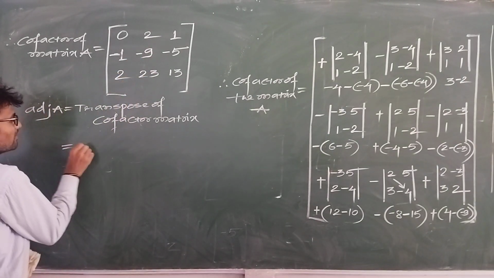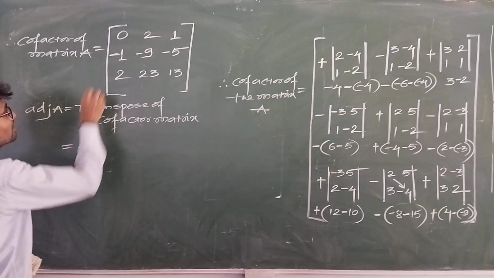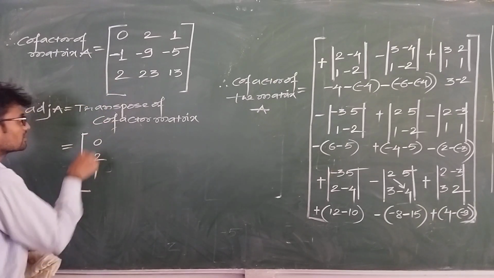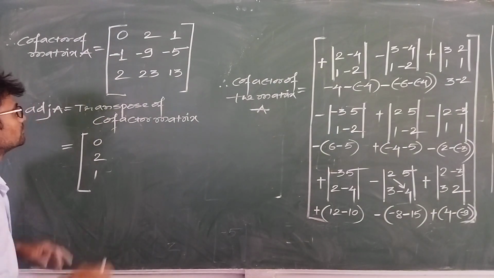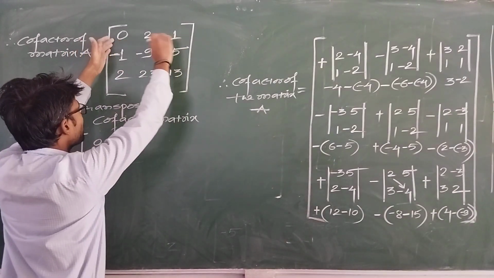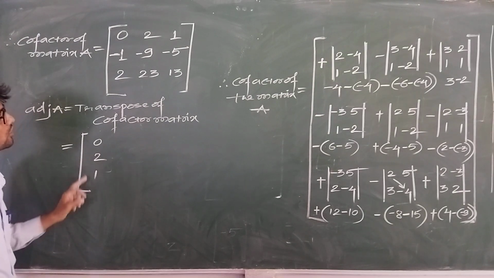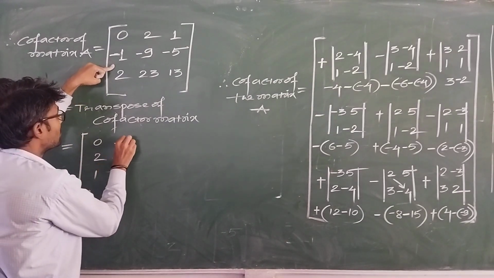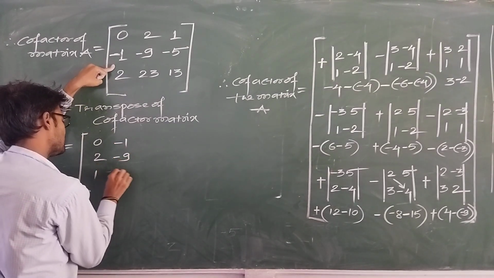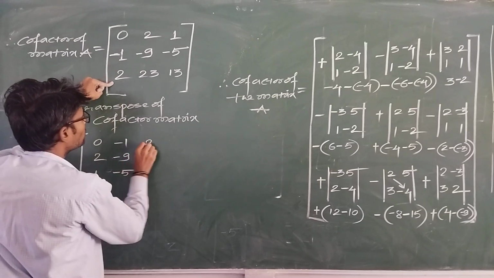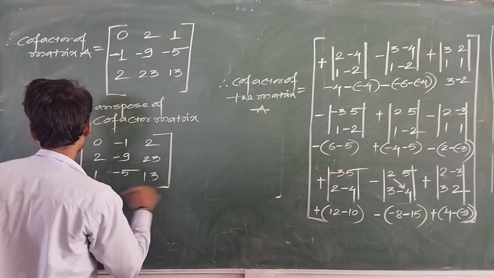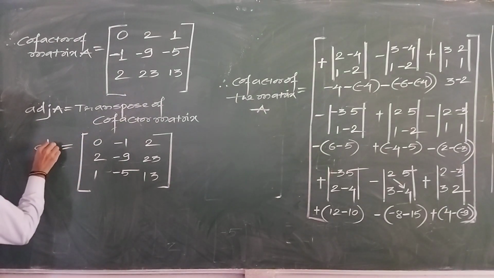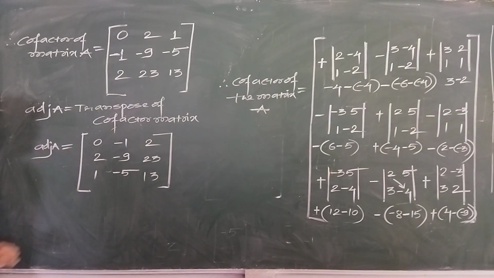So the transpose of the matrix is obtained like this. First you write 0, 2, 1. So it is a row, you turn it into a column. So 0, 2, 1 will come. Next, minus 1, minus 9, minus 5 will come. Next, 2, 23, 13 will come. So row into column you write. So this is what the adjoint of A is.